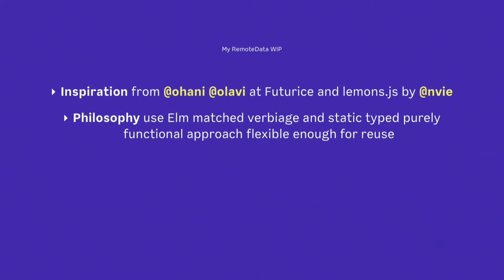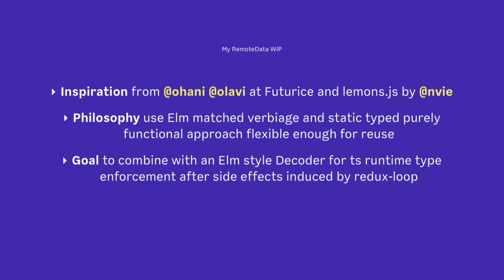And this is like README-first documentation perhaps, but I wrote this first. I wrote a quick philosophy: use Elm-matched verbiage and static types, a purely functional approach, flexible enough for use. So I found some other examples, but they tend to be more object-oriented, class-based. So I wanted to write my own. And my goal is to combine it with an Elm-style decoder for runtime type enforcement after side effects induced by Redux-loop. So this is my end goal with this project.